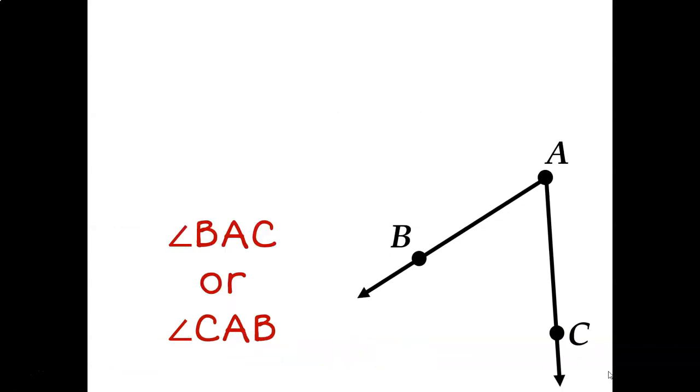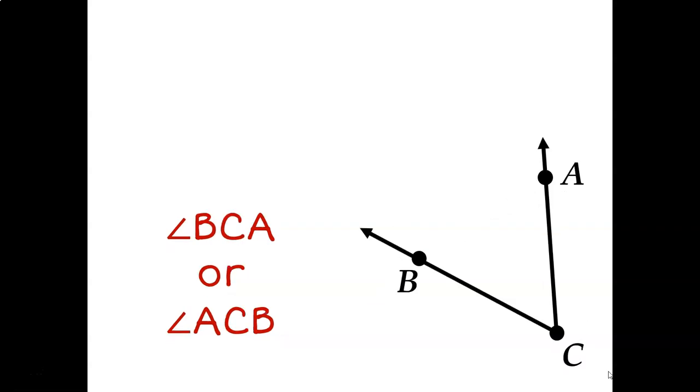If you change around the order of the letters, like to make it angle BAC, then you're referring to a different angle completely. Those names would refer to this angle. Angle BCA, or angle ACB, would refer to this angle. So the order of the letters definitely matters. The vertex has to be written in the middle of the other 2 letters.